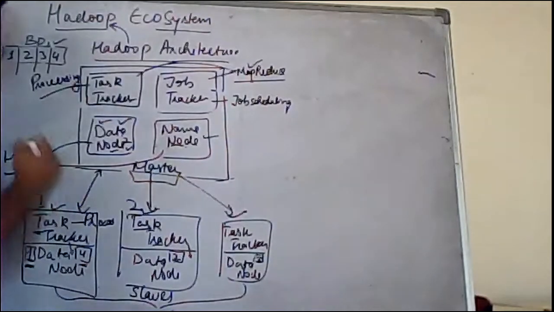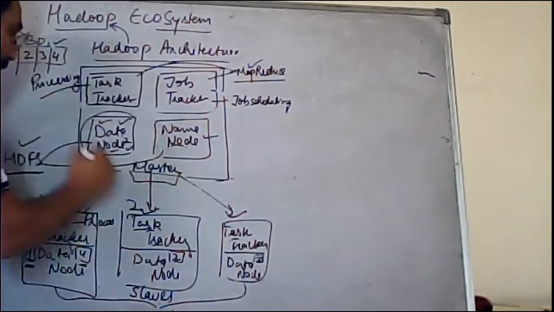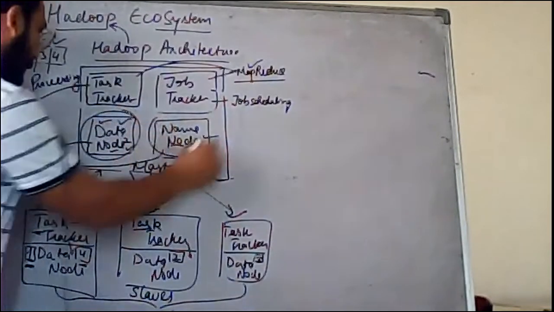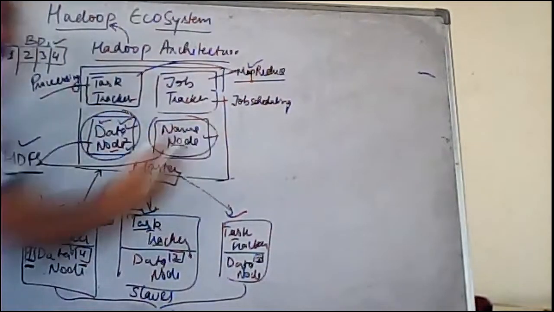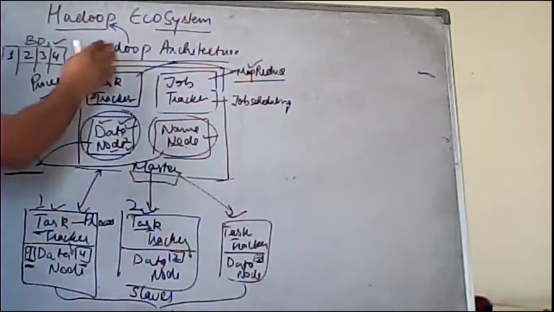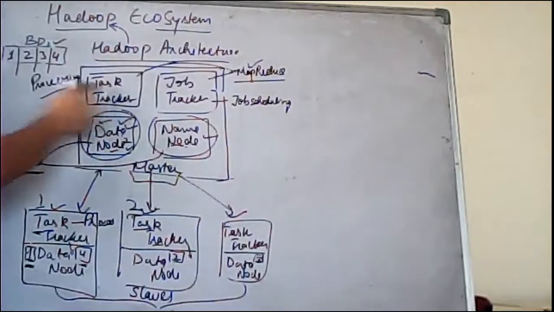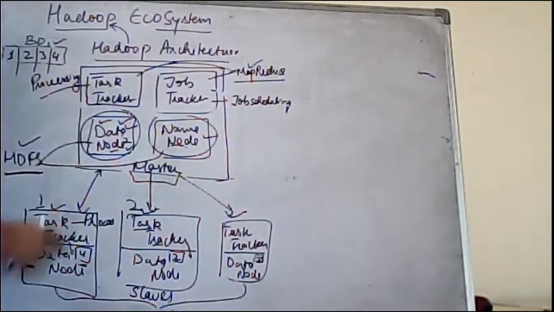HDFS stores the data. Each and every piece of information is stored in your data node with the proper name. Okay, this is the complete architecture. The task tracker will process the data. If there is any data of huge volume, it will be divided between the slave nodes.